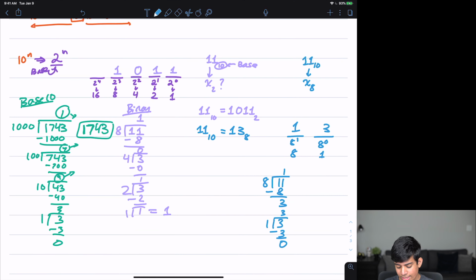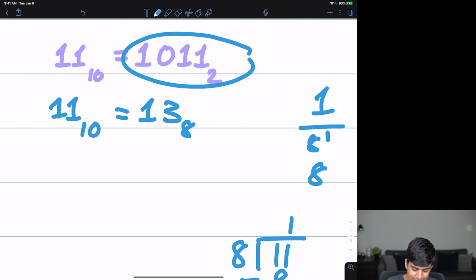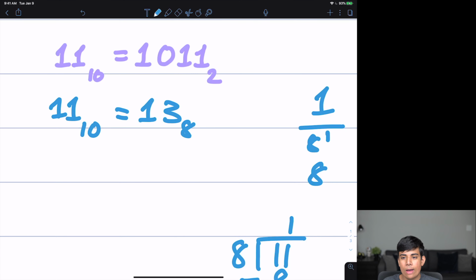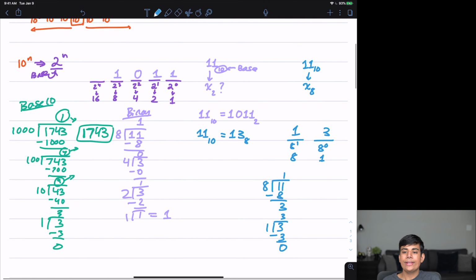Now, one thing that you may see in future tests is actually converting from base 2 to base 8 or something like that, where you skip the normal decimal system. I always recommend converting to the decimal system first before you convert to anything else.